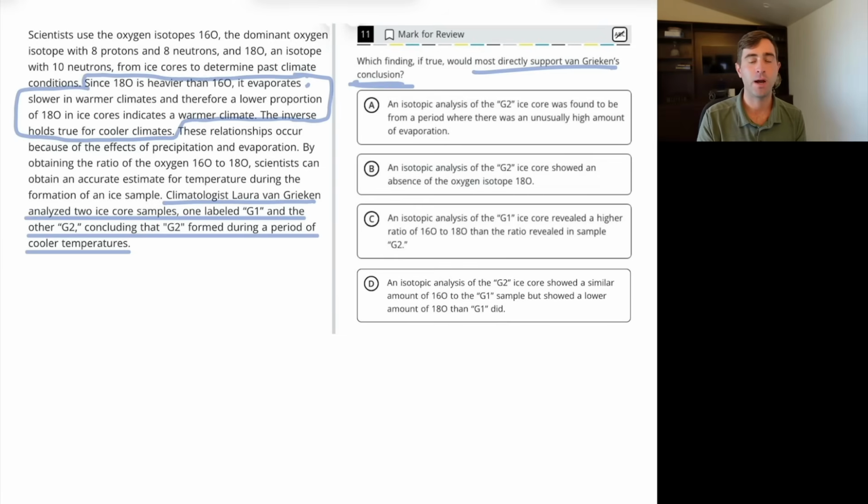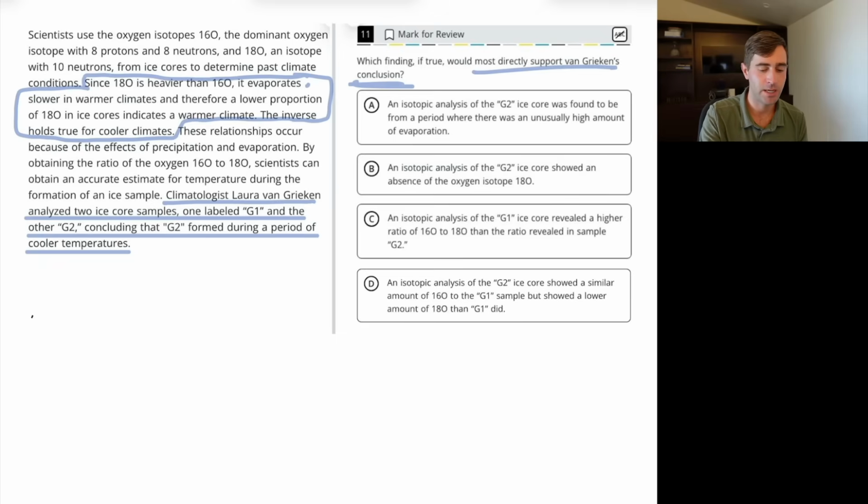Now, my recommendation if you start feeling overwhelmed with these passages or they give you relationships is to write stuff down. You're allowed to use scratch paper for the reading and writing, and it is incredibly helpful for so many of the students that I work with. So here we're going to talk about how we can break this down into simple notes. Since 18O is heavier than 16O, it evaporates slower in warmer climates, and therefore a lower proportion of 18O in ice cores indicates a warmer climate.